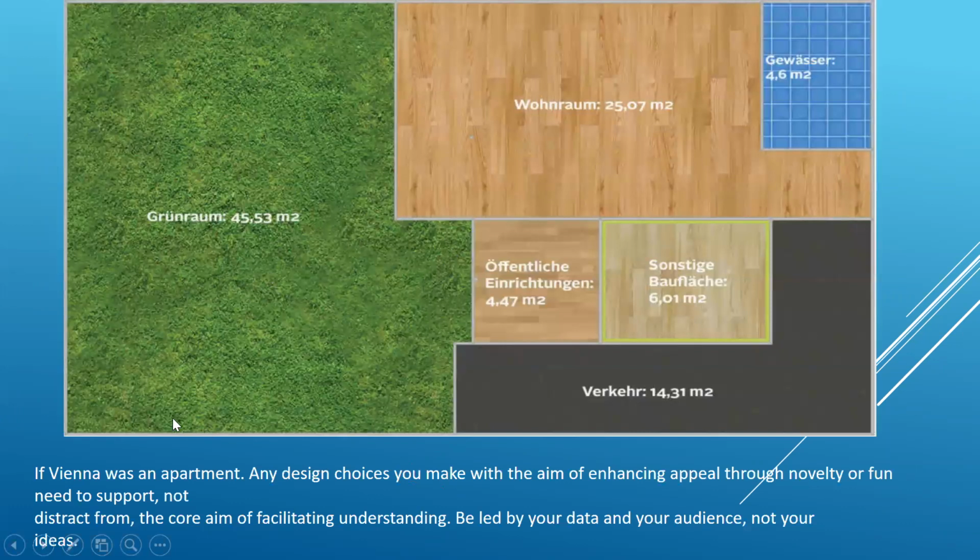If you look at this, this is Vienna. If Vienna was an apartment, which means what is meant by that, look at these numbers. These numbers are maybe representing some designs, as we are talking about Vienna as maybe it's an apartment.